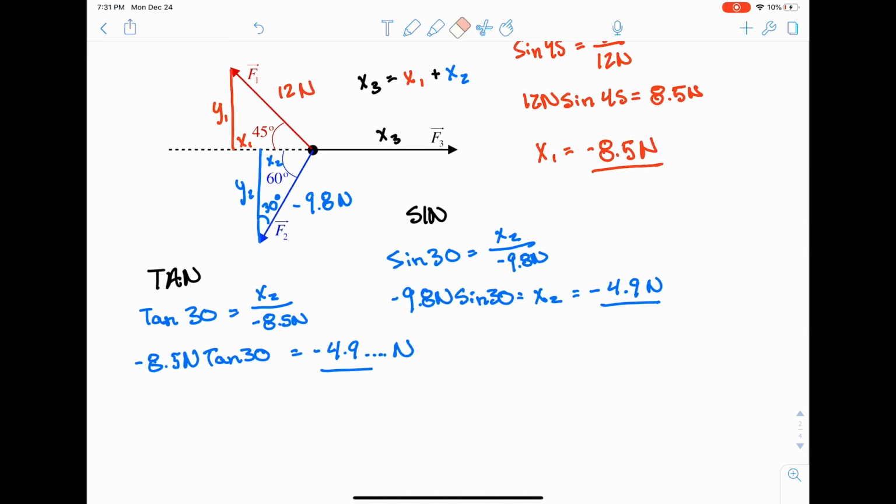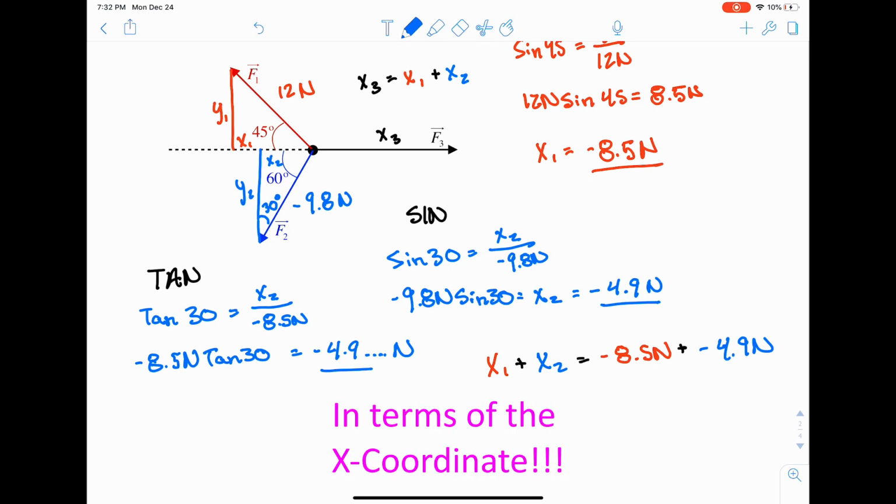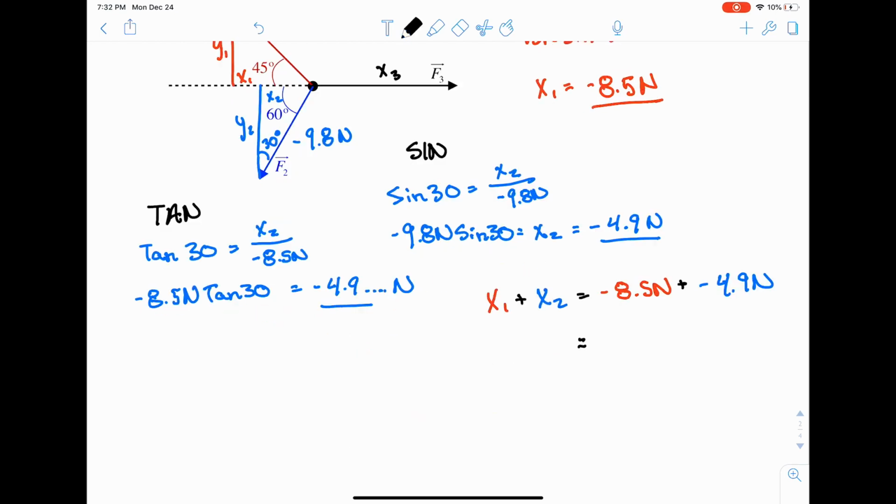So now that you have both x1 and x2, all you have to do is get the sum. x1 plus x2 would equal negative 8.5 newtons plus negative 4.9 newtons. At this point, you kind of have to understand that you can't just add the negative values together. It'll give you a wrong answer because the negative sign in this case does not really mean a negative number. It is indicative of the directions of those values. F1 and F2, they're in the same direction. You would add the magnitudes of them together.